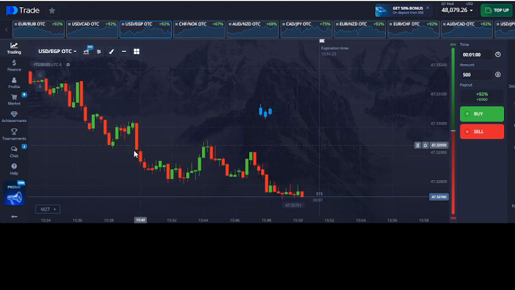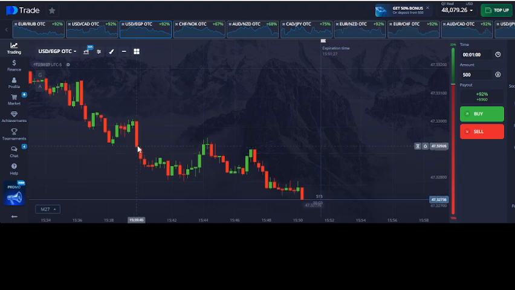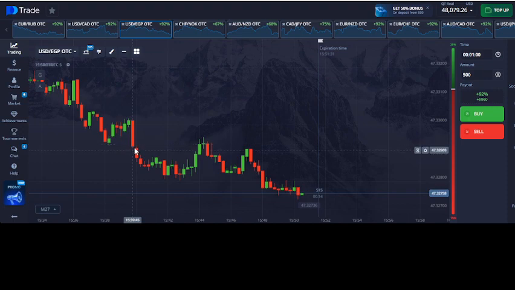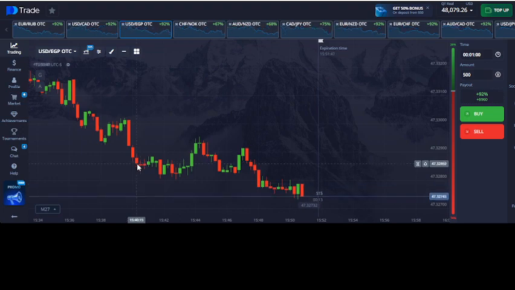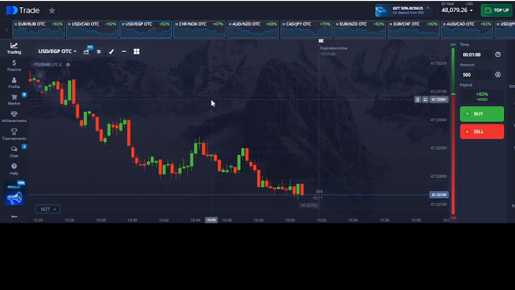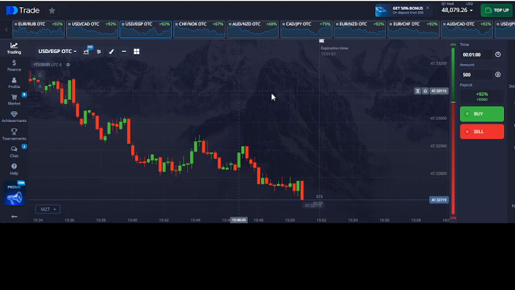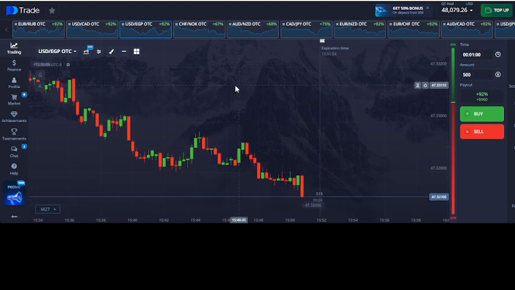For instance, right here on this currency pair, if you notice there's a gap between this candle and this candle here, we have a bearish movement occurring. So I would take a trade right here, a sell trade, or a put trade, over the next 60 seconds, and that would have been a winner. So that's the basic idea.